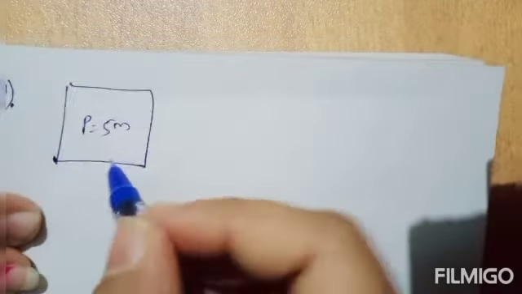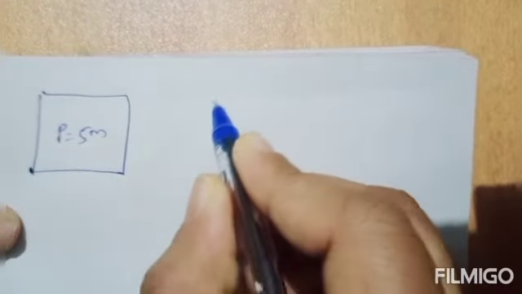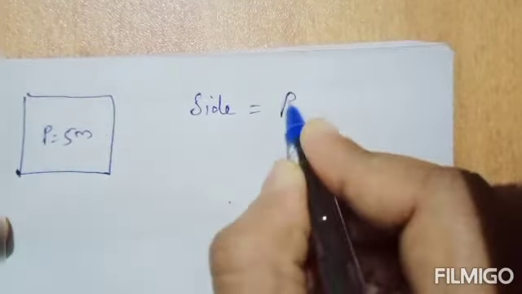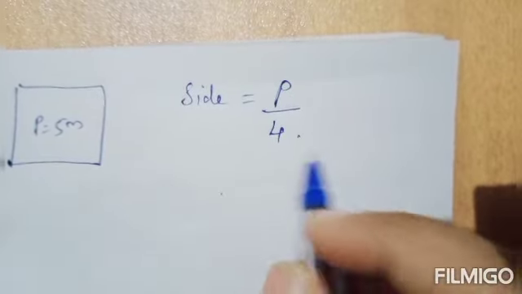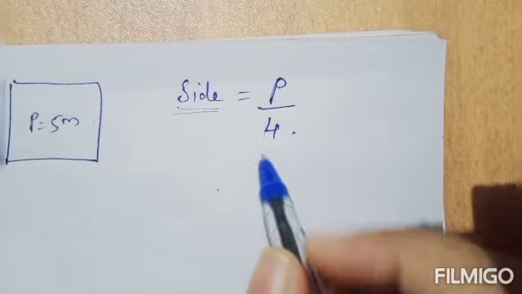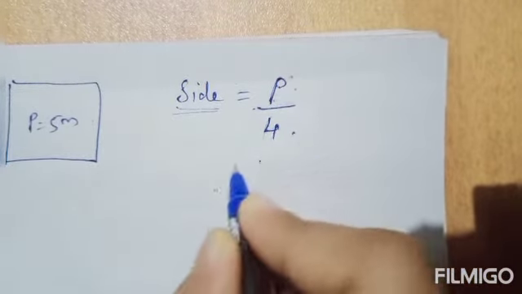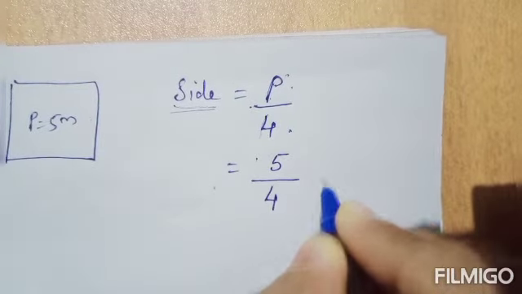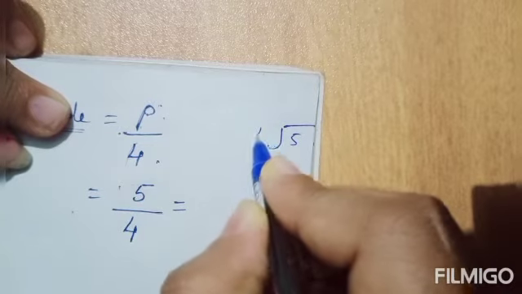So the perimeter of a square is given, 5 meter. You have to find the side. So you know the formula, side of a square equal to perimeter by 4. This is the formula for finding the side if the perimeter of a square is given. Side equal to perimeter by 4. So the perimeter is given as 5, so 5 by 4. This will be the side.